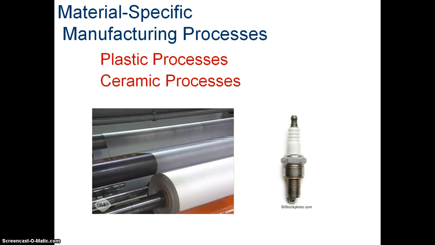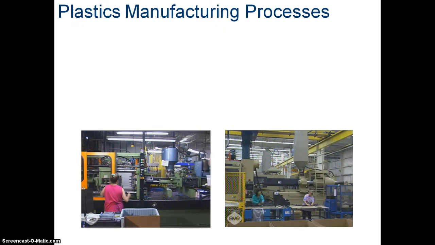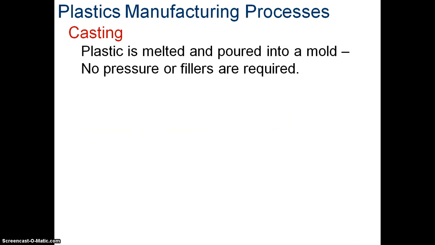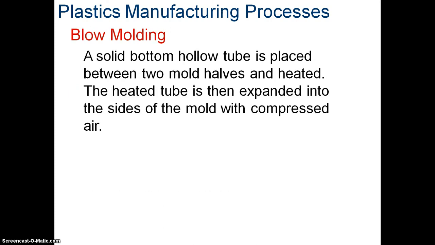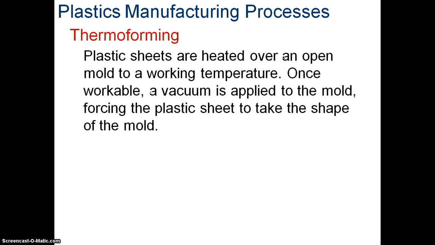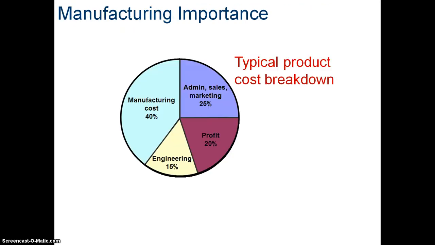Plastic processes and ceramic processes. The figure shows extrusion, injection molding and rotational molding. In rotational molding, the closed mold is filled with a predetermined amount of plastic, and the mold is heated, rotated, then cooled to create a hollow plastic object with uniform wall thickness. Blow molding: a hollow tube is placed between two mold halves and heated. The heated tube is then expanded into the sides. Thermoforming. Thank you.